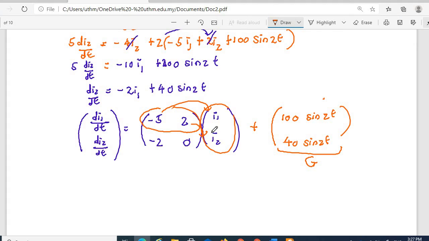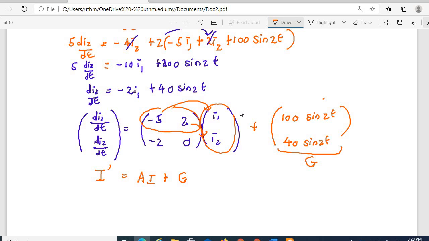So we have moderate it. So this will become di1/dt, let's say we indicate as I prime. A. Your matrix A is 2 by 2: negative 5, 2, negative 2, 0. If we got two first order differential equations, then your matrix A is 2 by 2, and your vector I prime is 2 by 1. I here is 2 by 1. Your vector G also 2 by 1.